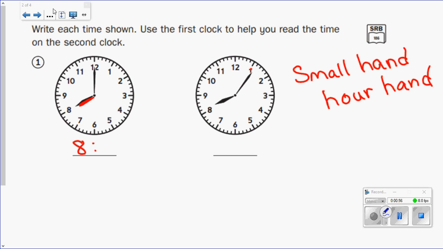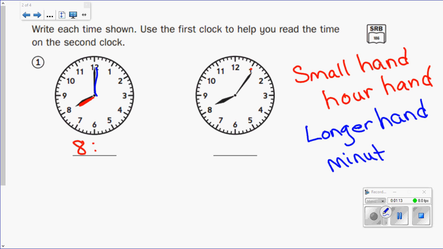Now we're going to look at the other one, which is a longer hand, and we don't call it the longer hand. We call it the minute hand. And that minute hand is on 12, so that tells me that it's the o'clock, so it must be 8 o'clock. All right, if I look at my next clock there, it tells me to use my first clock to help me with my second clock.